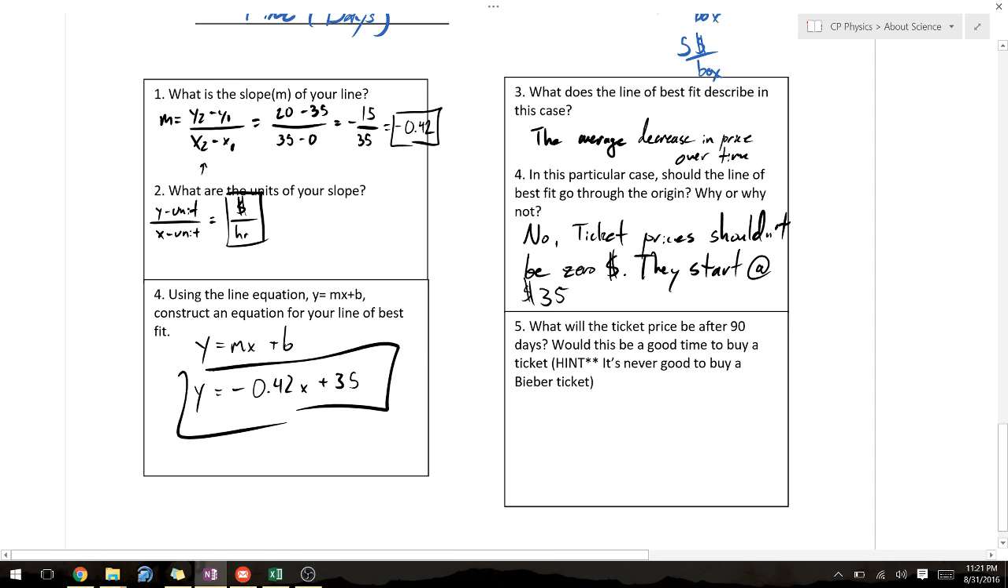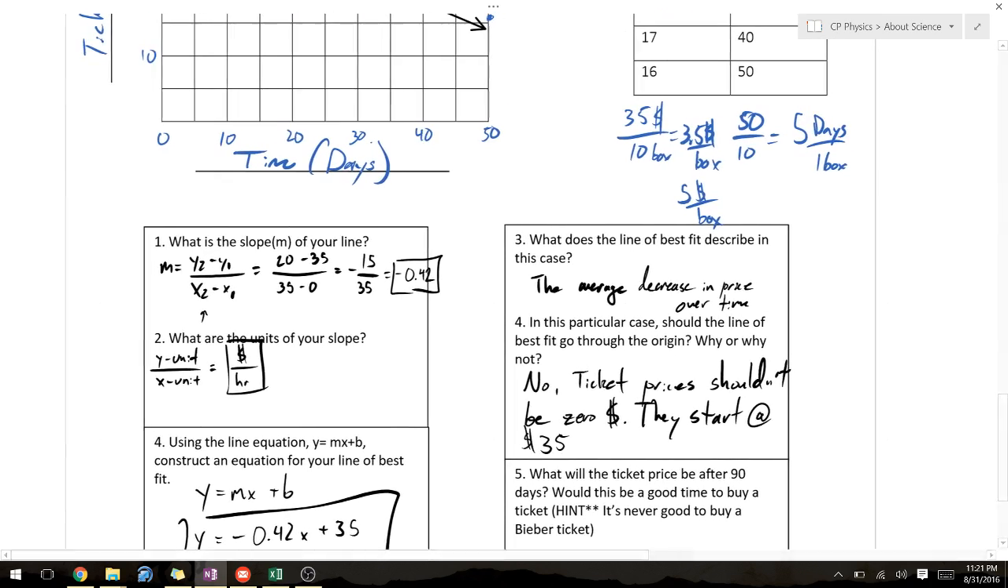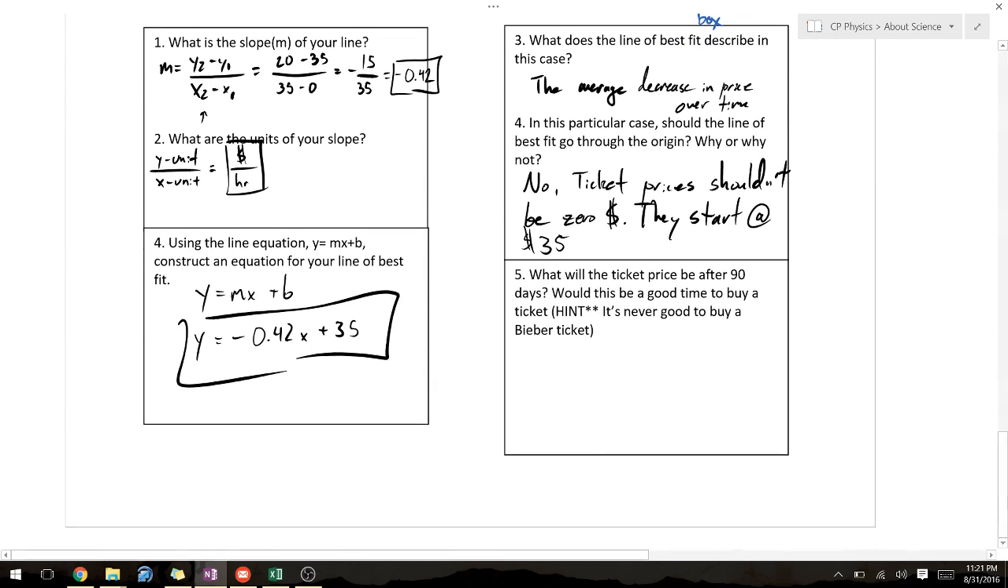Lastly, what will the ticket price be after 90 days? Will this be a good time to buy a ticket? Hint, it's never good to buy a Bieber ticket. Sorry if you like Justin Bieber, it's just easy to poke fun at him. So let's plug that in, 90 days. That is our x-axis variable, so we're going to plug it into our x variable. So we have negative 0.42, plugging in 90, plus 35.